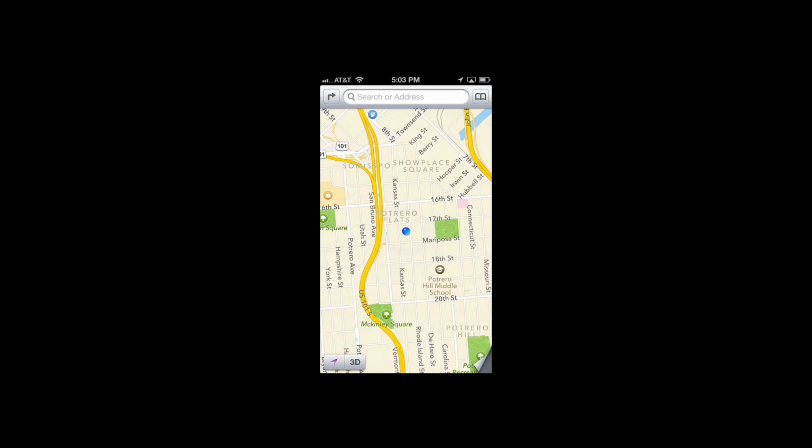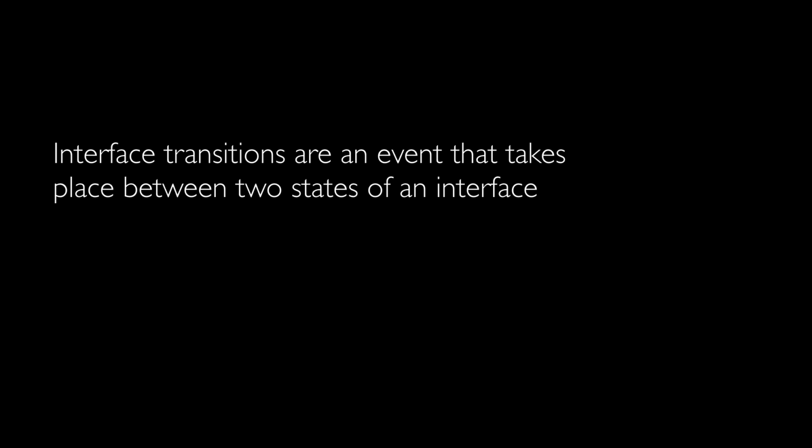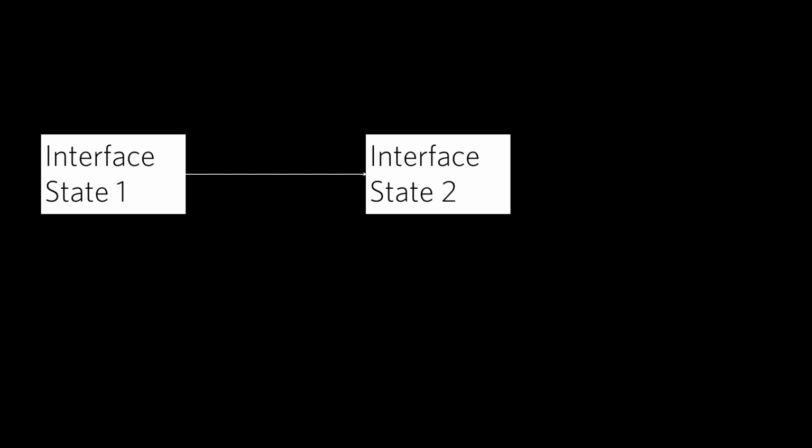And so these are a couple of elements in this very simple interaction that includes a couple of interface transitions. Basically, I would define an interface transition as an event that takes place between two states of an interface. So in the previous example, you've got a map, and then in the next state, you've got the list of bookmarks, and there's this interface transition that's been put into place to get you from one state to the next.